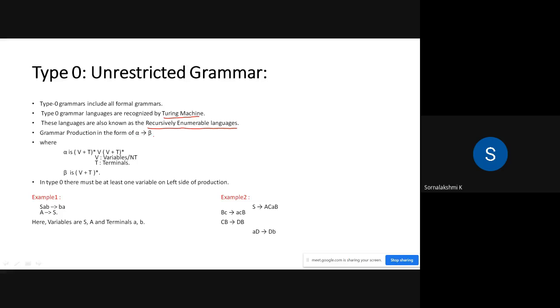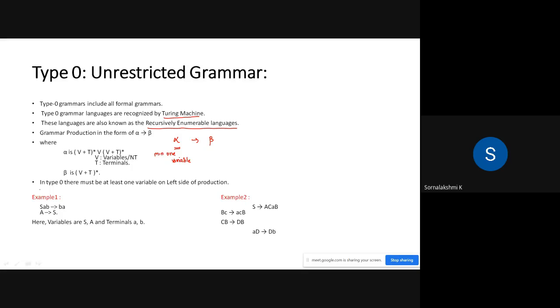See here, alpha tends to beta is the production rule format. Alpha should be of this format and beta should be of this format. As I told you, V and N are used interchangeably. So V is a non-terminal or a variable and T is a terminal. If you see the left-hand side of alpha tends to beta, the left-hand side should have at least one variable. That's it. This is the crux condition of type 0 grammar. No other restrictions. Minimum one non-terminal or variable on the left-hand side of the production. That is the rule.